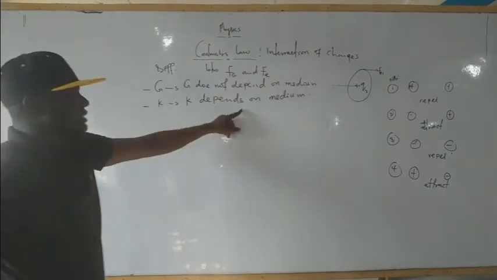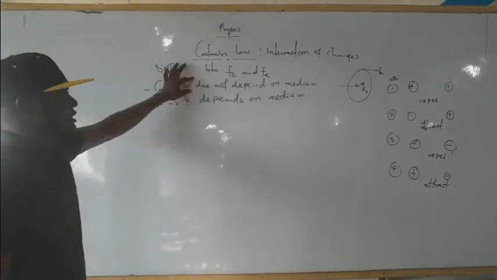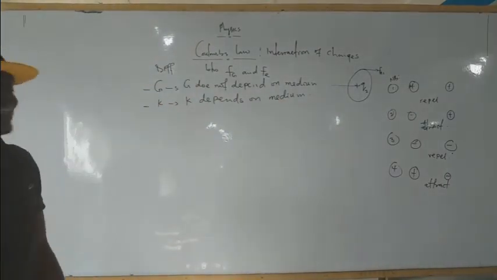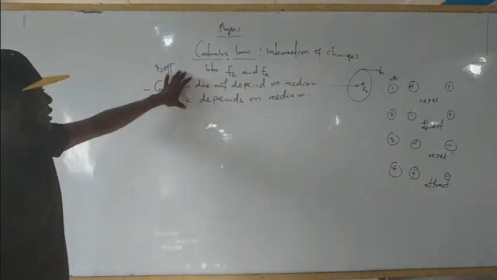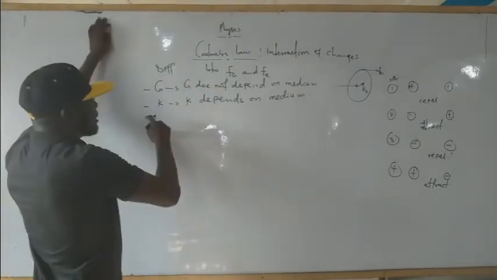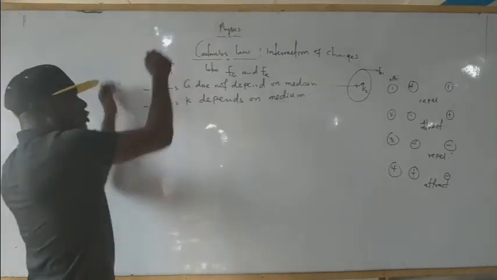The value of K is 9 times 10 raised to power 9, while the value of G is 6.65 times 10 raised to power minus 31. Okay, so that's the difference between them. So let's look at what the similarity between this and this. The similarity, they are both constants.